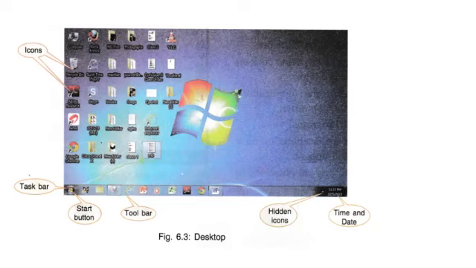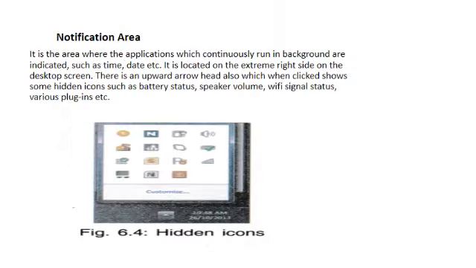Here icons are shown: taskbar, start button, toolbar, hidden icons, and time and date. On the extreme right, the applications which continuously run in background are indicated, such as time, date, etc. This area is called the notification area. There is an upward arrow head also, which when clicked shows some hidden icons such as battery status, speaker volume, Wi-Fi signal status, various plugins, etc. The hidden icons are shown in the image.